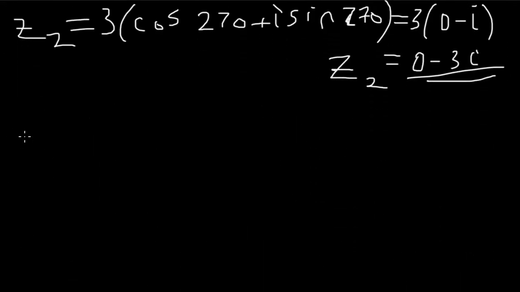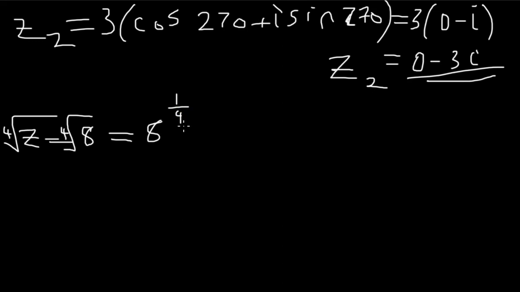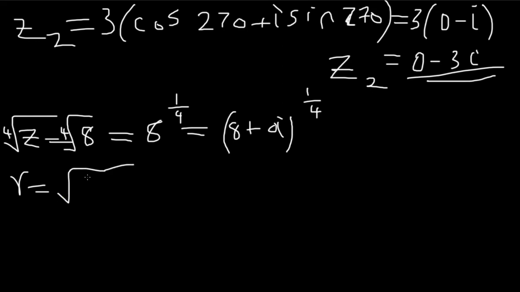So my z is equal to 8. When they tell me to find the fourth root of 8, the fourth root of z is just the same as the fourth root of 8, which is equivalent to 8 power 1 over 4, which is also equal to 8 plus 0i, then to the power 1 over 4. So first things first, you start by finding r. So r is nothing but the square root of 8 squared plus 0 squared, which will just give you the same 8 as your magnitude.